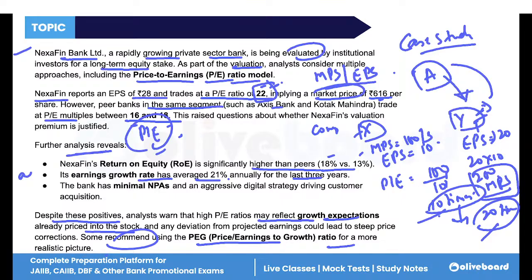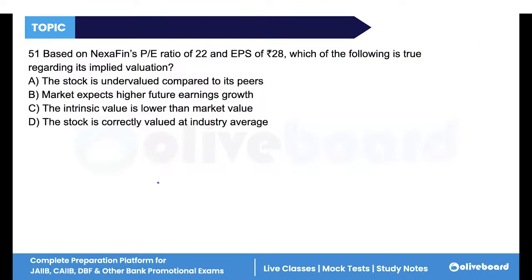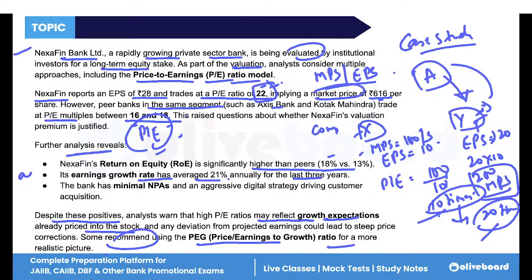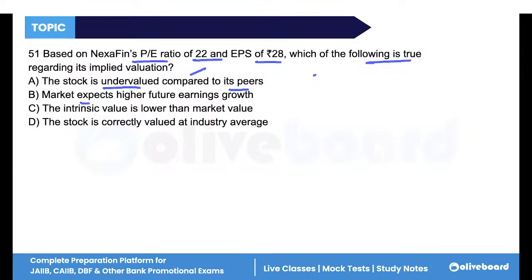Now, based on this case study, we have a few questions. Based on Nexa Financial PE ratio 22 and EPS 28, which of the following is true? So was the stock undervalued in this case compared to its peers, or overvalued? The peer companies had 16 and 18. It was higher. The market will expect higher future earnings growth when they have a higher PE ratio and EPS.